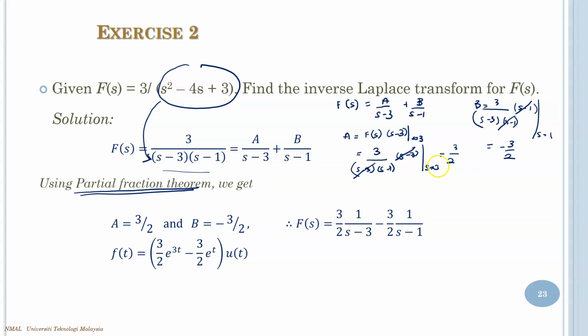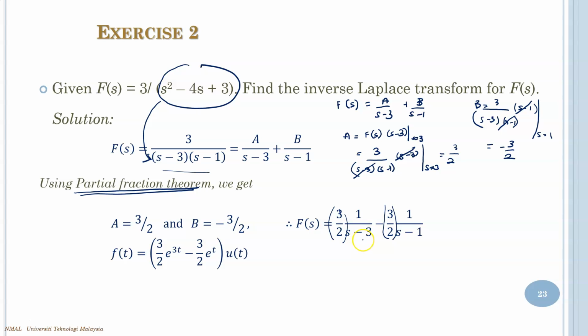From here you put the value in Fs. So it should be Fs equal to A divided by S minus 3, so 3 over 2 multiplied by 1 over S minus 3 here, and there's another one here. So 3 over 2 here is the constant. You should perform the Laplace transform for 1 divided by S minus 3.